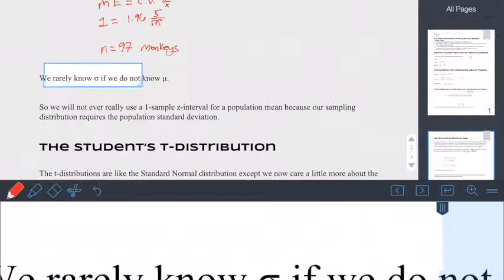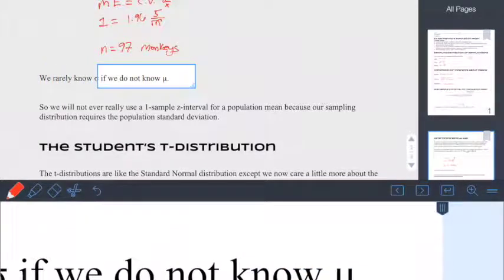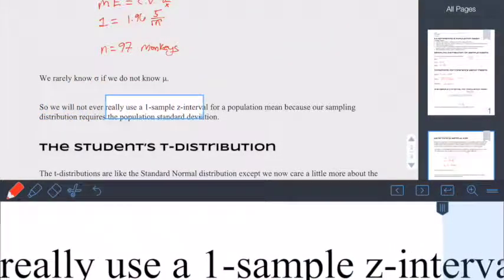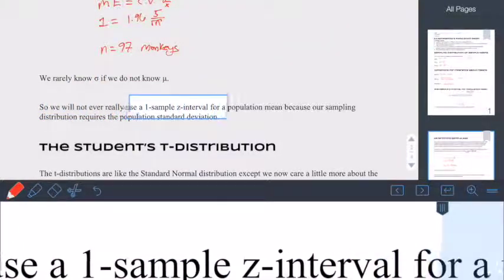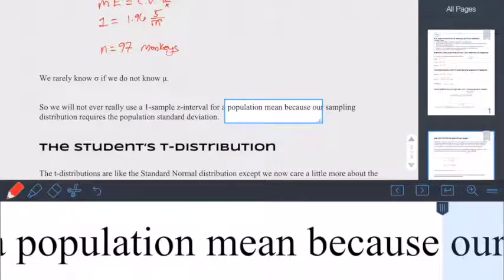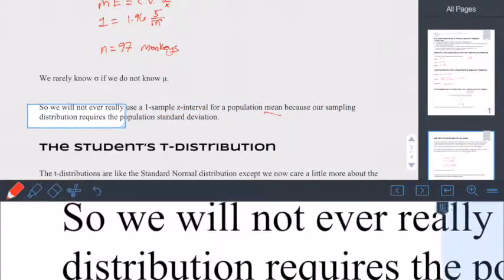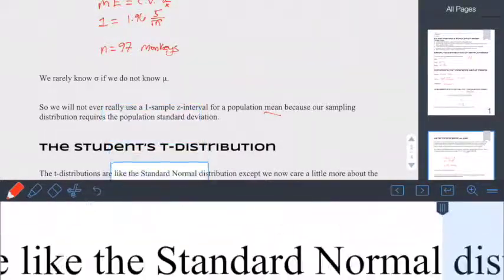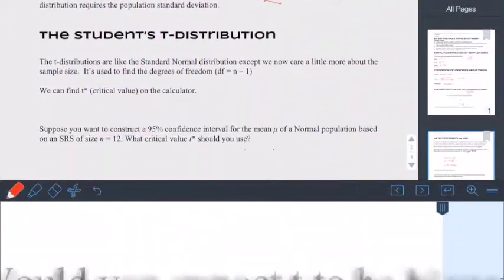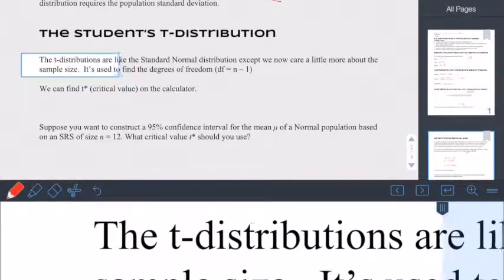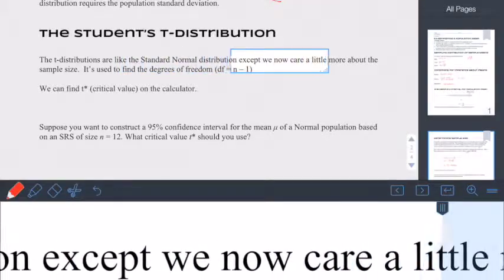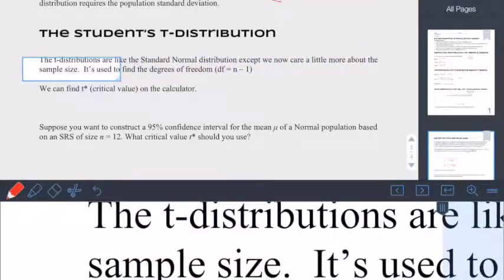So like I said, we rarely know sigma if we do not know mu. Okay, these population values are very rare that we know them. So we will not ever really use a one sample z interval for a population mean because our sampling distribution requires the population standard deviation. So we have a new distribution that we're going to talk about, the t distribution. T distributions are like the standard normal distribution, except we now care a little more about the sample size.